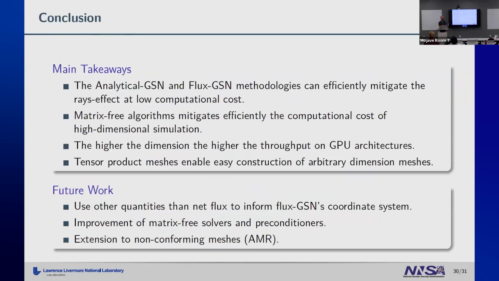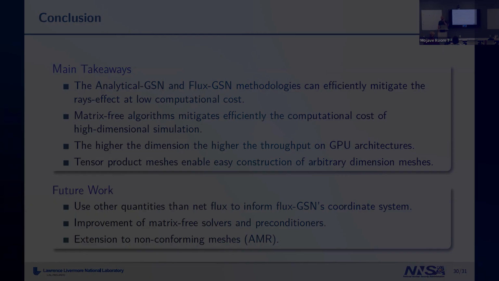Okay, so that's it for my talk. The main thing is, I presented the analytical GSN and flux GSN methodologies, and we showed that they can efficiently mitigate ray effects at low computational cost. There are also some caveats I didn't go into detail about in the interest of time, and we also saw that matrix-free methods can efficiently mitigate the computational cost of high-dimensional simulation, and on GPU in particular, the higher the dimension, the higher the throughput.